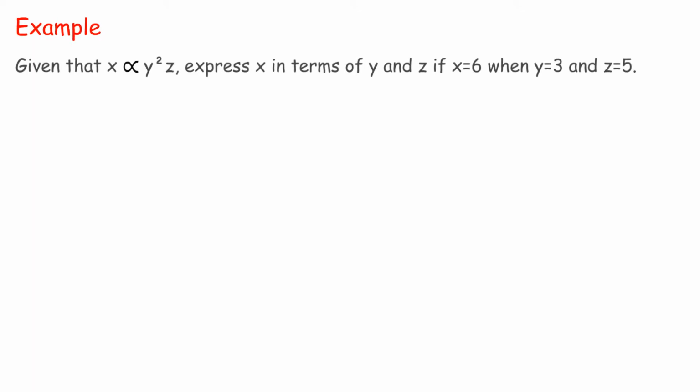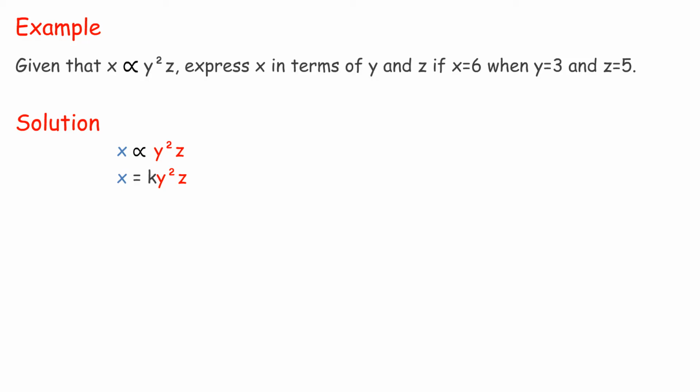Example: Given that x is directly proportional to y squared z, express x in terms of y and z, if x equals 6 when y equals 3 and z equals 5. Solution: write the relation in the form of an equation. x equals k times y squared z.